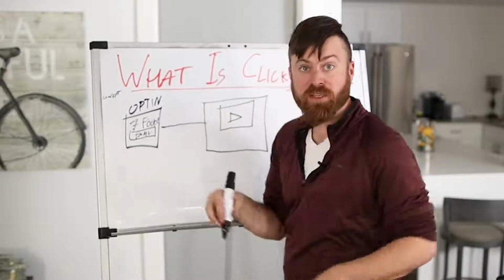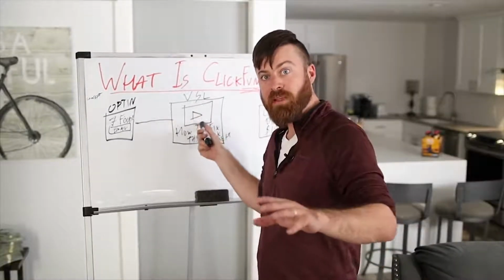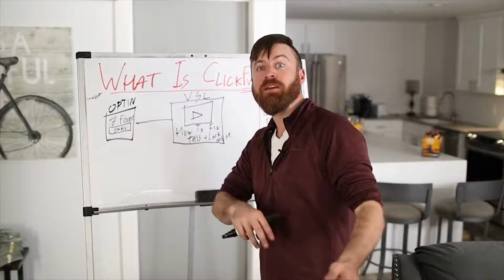After people enter their email, we might send them to a page that is a video message that says how you can fix your diet, okay? And this is our VSL. Then we'll give them a video, we'll say, here are the 7 foods and here's how to identify them and here's how to eat better.